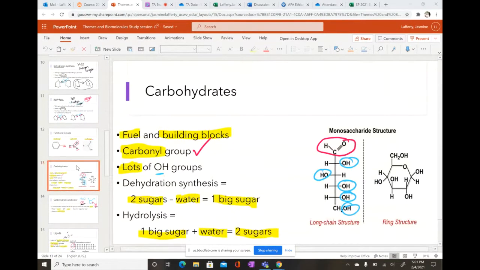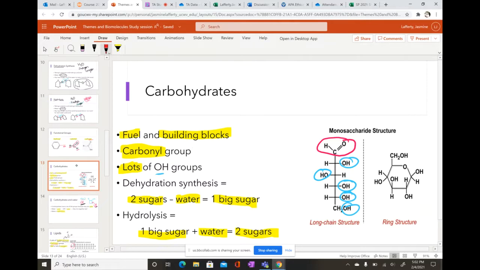So let's start with carbohydrates. Carbs are used for fuel and building blocks, and this is kind of intuitive. Fuel, this is why they tell athletes to eat pasta before a game or something of that sort. Building blocks, they can be used to build a structure.